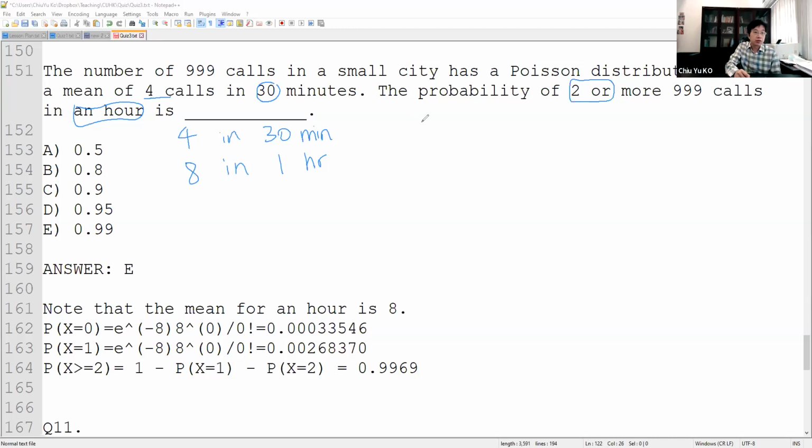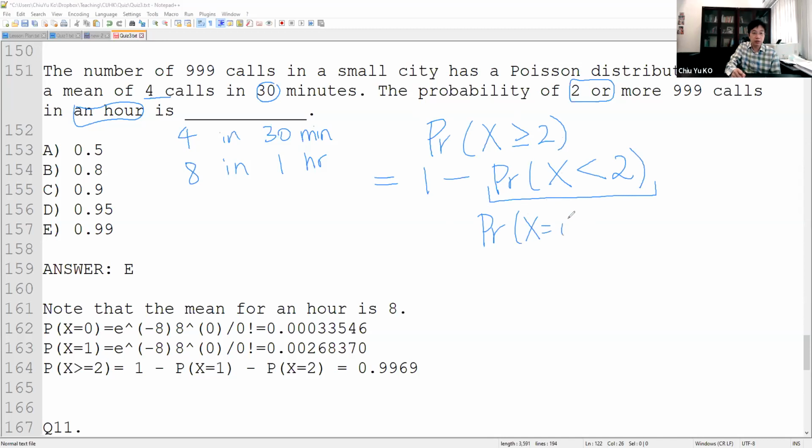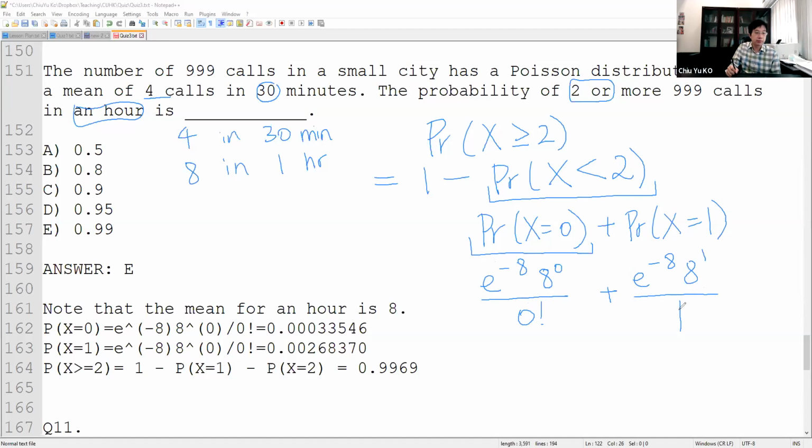It's still Poisson, right? So the question is asking, what's the probability that X is 2 or more? But that is 1 minus the probability that X is less than 2, right? And X less than 2 has two cases, X equal to 0 and X equal to 1, okay? And X equal to 0 will be e to the negative power a, a to the power 0 over 0 factorial, plus e to the negative power a, a to the power 1 over 1. Okay, when you calculate, that is very close to 0.996, so that's why I pick E.